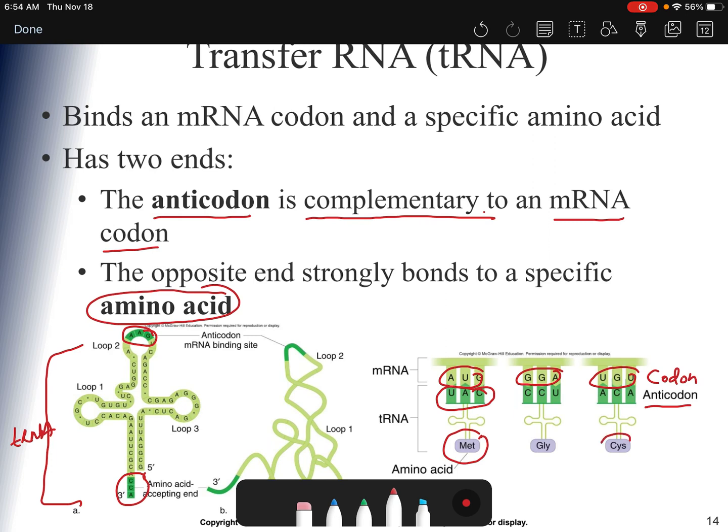Okay? And the thing to remember is that it's the codon that codes for that amino acid, not the anticodon. The codon UGU codes for cysteine. The codon GGA codes for glycine. The codon AUG codes for methionine. And we'll go through practicing that some more when we get to the genetic code.